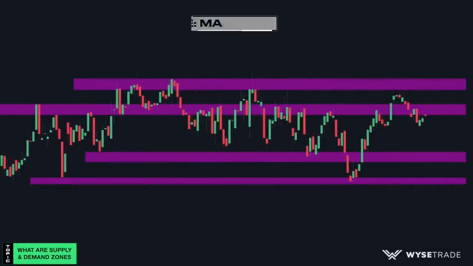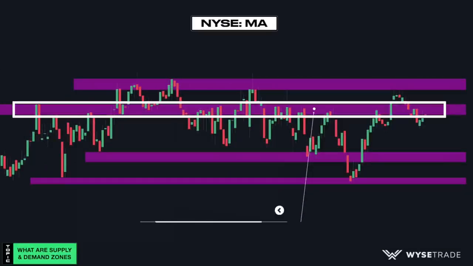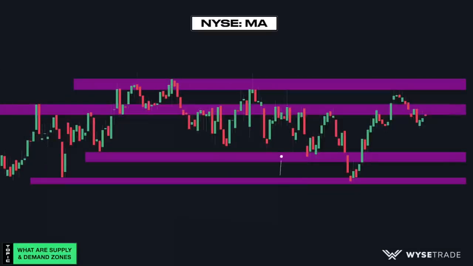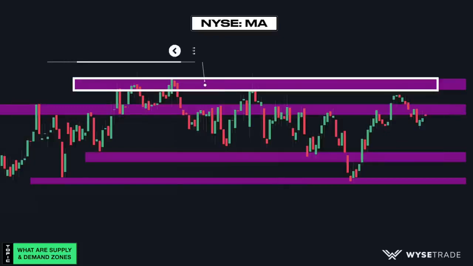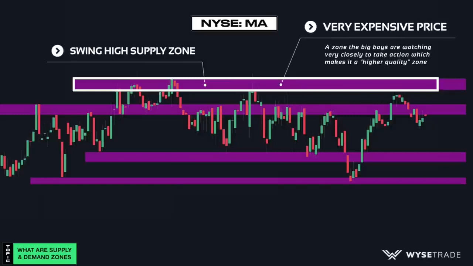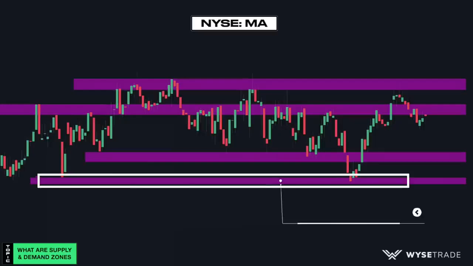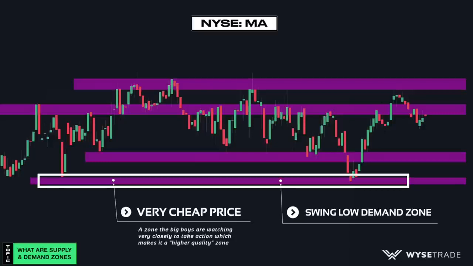So one more example. This is the MasterCard stock. This supply zone here is a standard zone. This demand zone here is a standard zone. This supply zone up here is known as a swing high supply zone, which represents a very expensive area and is one the big boys are watching closely. This demand zone down here is known as a swing low demand zone, which represents a very cheap area and is one that the big boys are watching closely.